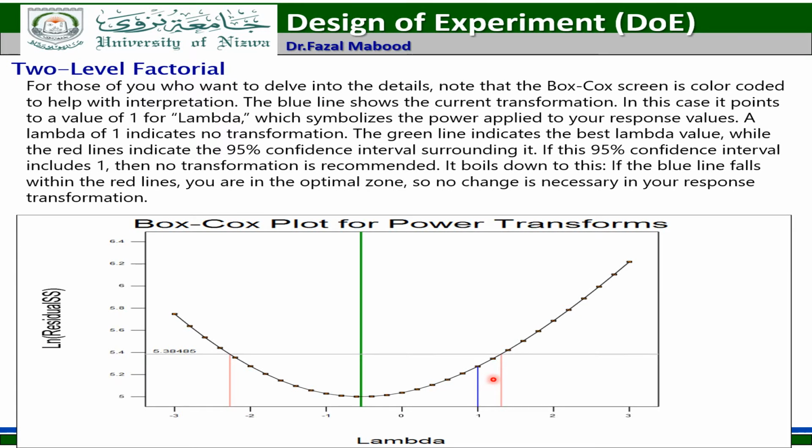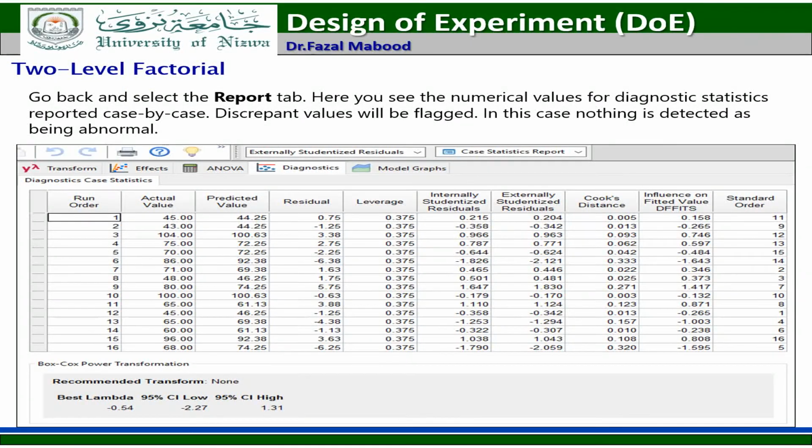Here you can also see the report of the box cox plot, and here you see best lambda minus 0.54. The low level is minus 2. If you remember, I told you in the beginning, if the lambda value is greater than 10, you need to go for the transformation. But if it lies below the 10, it means you don't need it. And here you see recommended transformation: none. You don't need any transformation in this case.